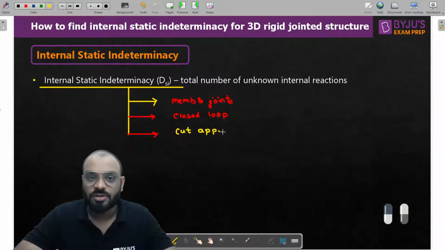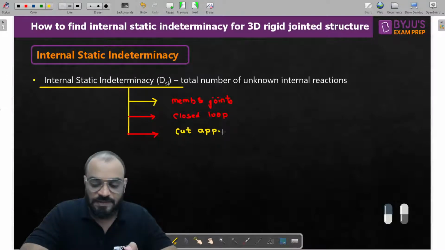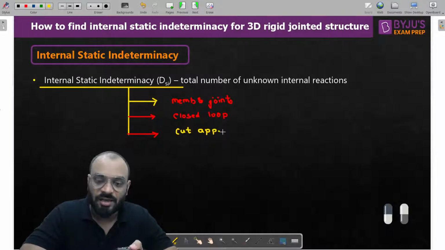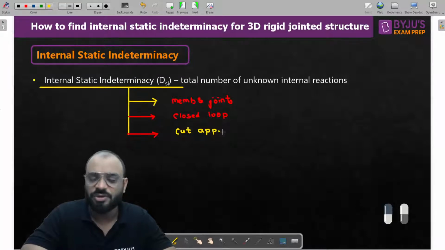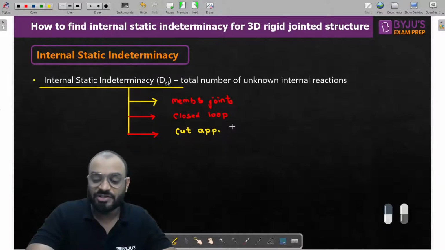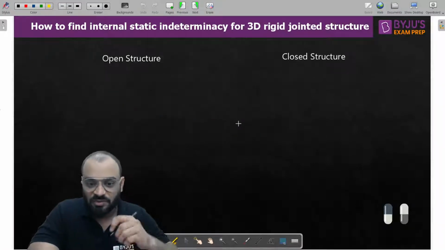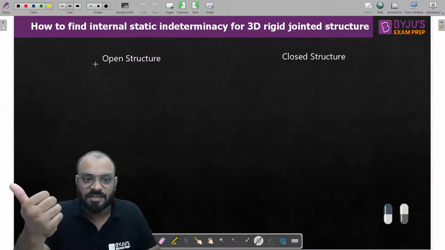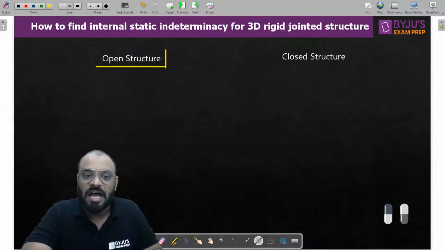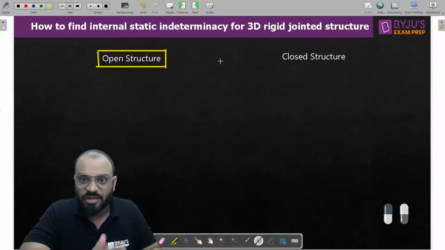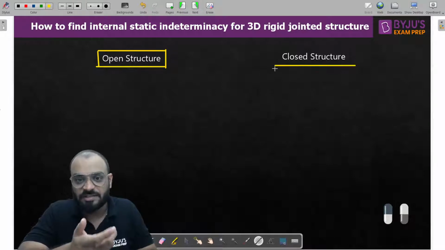If you are able to understand how we can calculate how many cuts are present in a 3D structure to make it open, then you will get your answer as quickly as possible. And I will tell you the trick also. Now listen guys, first we will define what is an open structure, and then we will define what is a closed structure. Then only we can understand how to make a structure open by cutting it. Otherwise it is not possible.